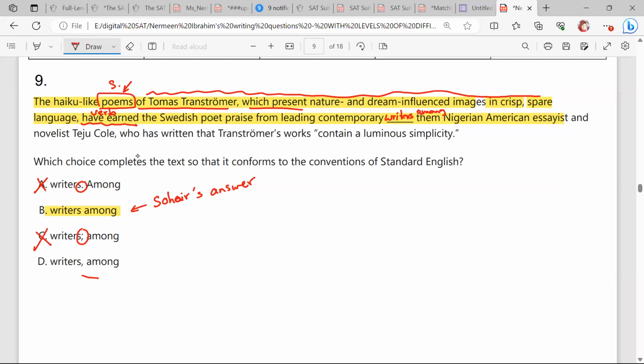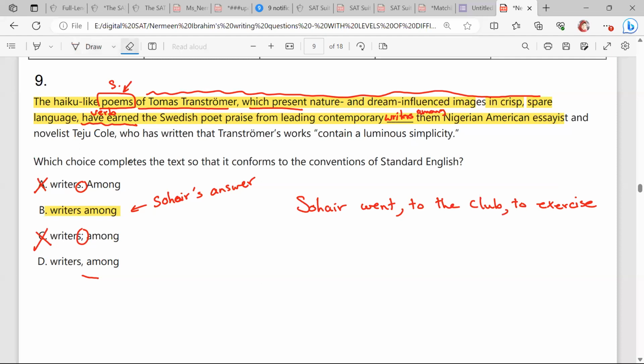Among them belongs to writers. Among them, Nigerian American essayist. I mean, this part is like when I say, Suhair went to the club, okay, to exercise. Now, if I say, I cannot separate. So here: went, comma, to the club, comma, to exercise.